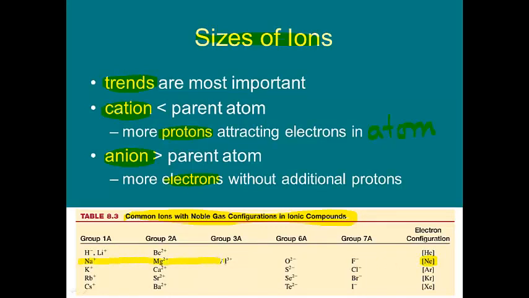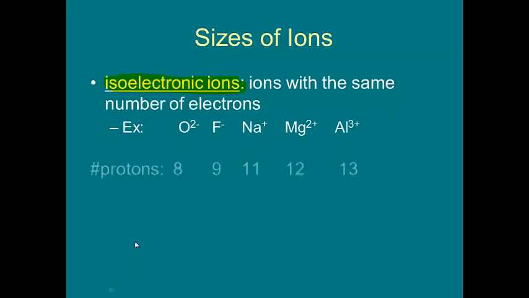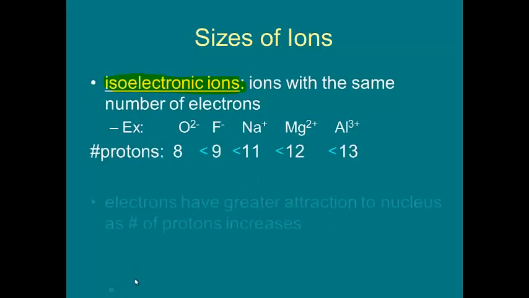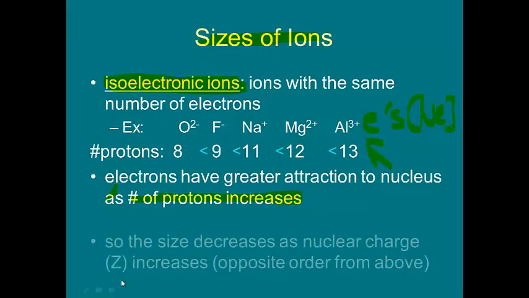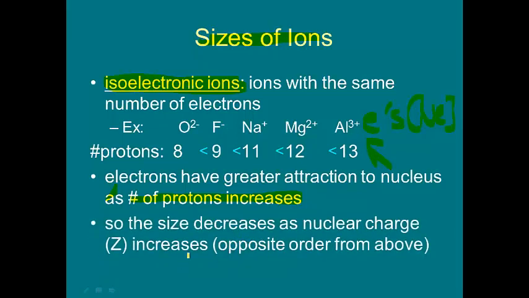Whether it's the sodium ion, the magnesium ion, aluminum, oxide, or fluoride, they all wanted to and did obtain neon's electron configuration. So they all have the same number of electrons because they all have neon's configuration, but they have different numbers of protons. Therefore we can compare them according to size, and the electrons have a greater attraction to the nucleus as the number of protons increases. So here is the largest attraction. The size will decrease as the nuclear charge increases, the opposite order from above.